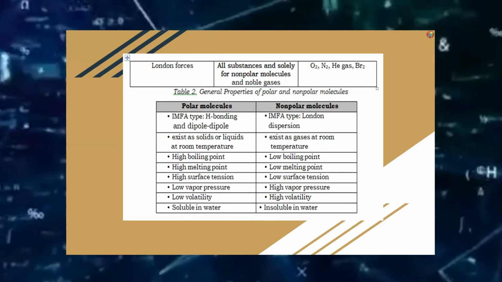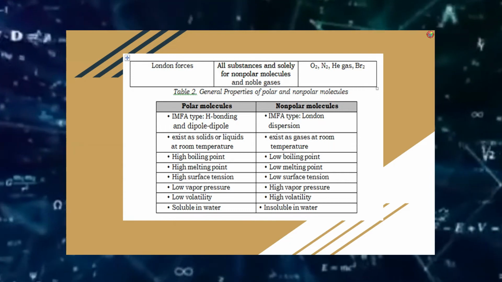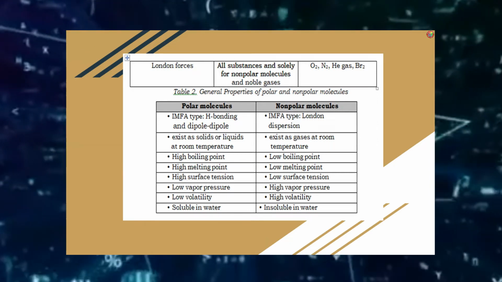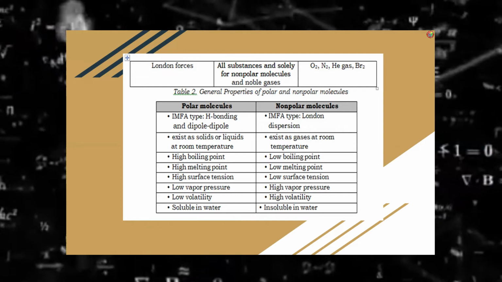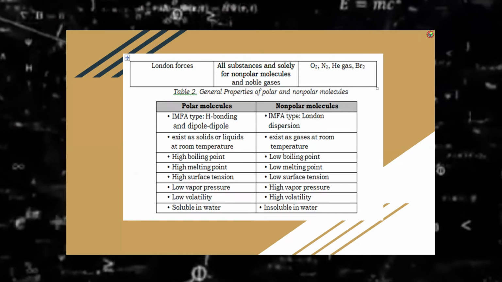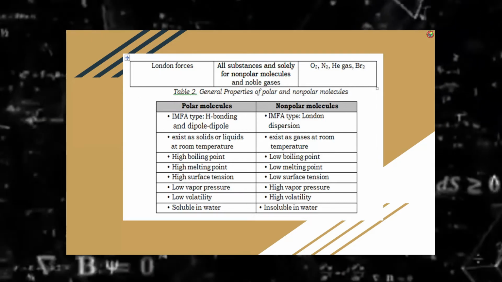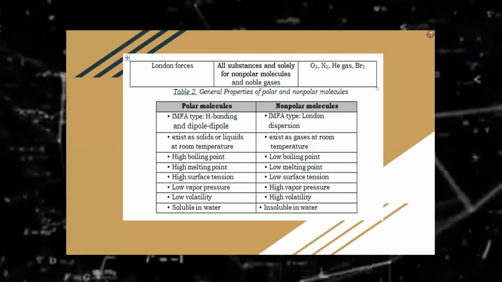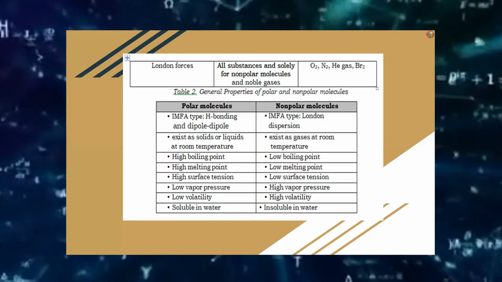Table 2, physical properties of polar and nonpolar molecules. So we have polar molecules and nonpolar molecules. For polar molecules, we have the IMFA types H bonding and dipole-dipole. For nonpolar, we have London dispersion, which exists as solids or liquids, while the London dispersion also exists as gases at room temperature.